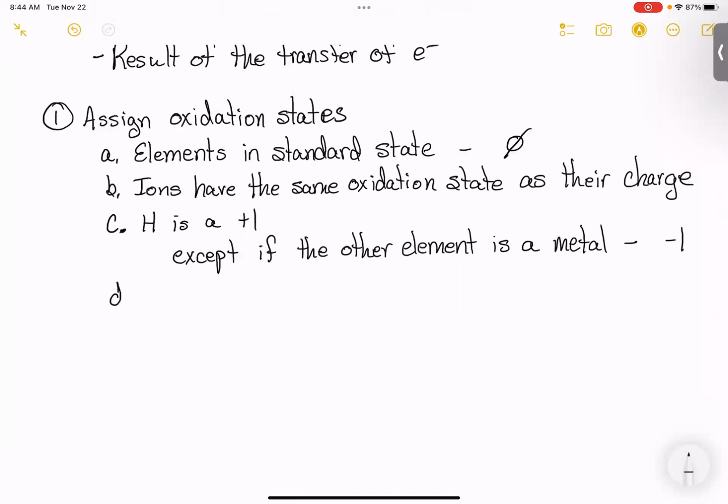Rule number 4. Oxygen is a -2, except if in a peroxide, and then it is a -1. I will tell you whether the compound is a peroxide. It's not always easy to recognize, so I make sure to emphasize it. As you get more familiar with the different types of chemicals, you would be able to recognize it, but at this point, I will tell you whether it's a peroxide.